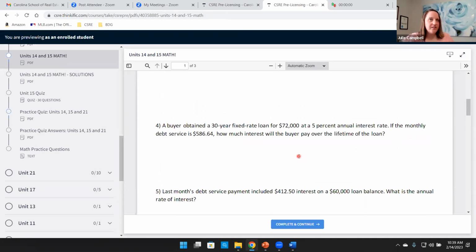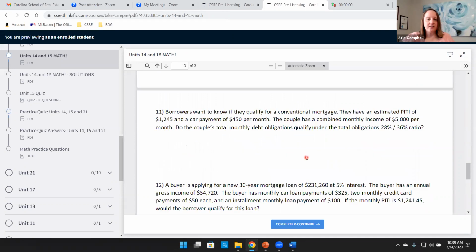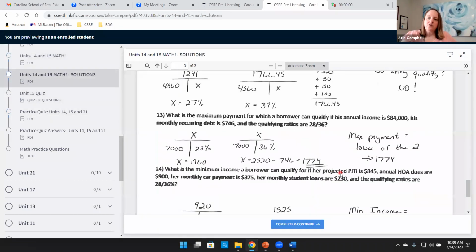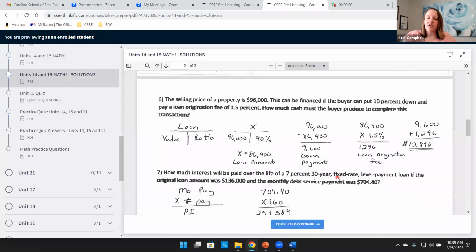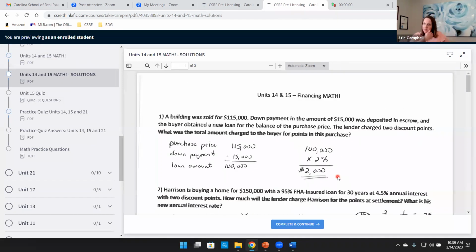It's everything we did. But what I want to point out is the last three problems are qualifying a buyer math. So when you're getting ready for that state exam, you have these couple problems here. Of course, I have included the solutions, so you have something to go back through and check your work. So just focus on the first piece now, the financing math, and then you can get to qualifying a buyer when you're ready to go to PSI. Questions, comments?